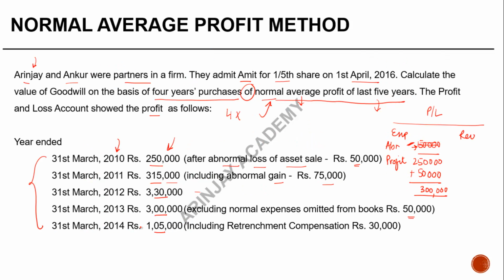And then 31st March 14, it's 1,05,000, including retrenchment compensation of 30,000. What is retrenchment compensation? Retrenchment means firing someone from the job or laying them off, right? When you lay off an employee, under the labor laws, you have to pay them some compensation. But that does not happen on a regular basis. It's only once in a while, when you are firing employees. So this is an exceptional expense item.